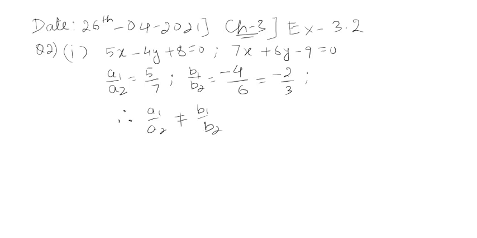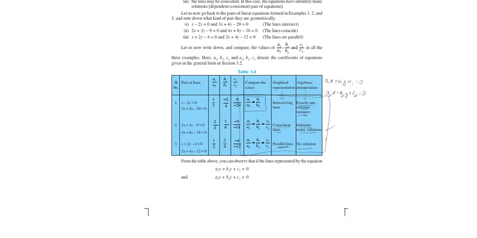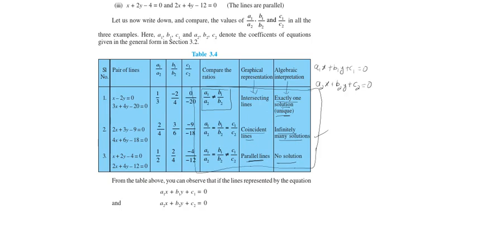The lines will be intersecting. Yes, I can show it here. Yeah, this table, right? You can see here this one, intersecting line, because A1 upon A2 is not equals to B1 upon B2.